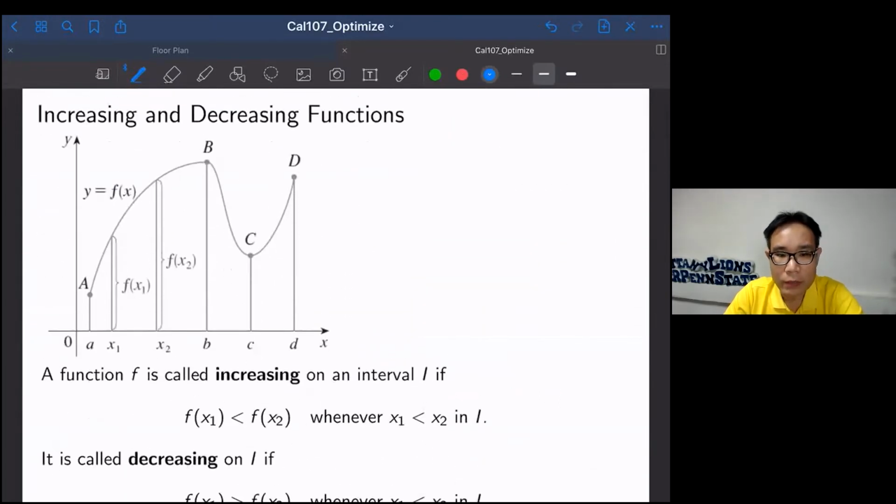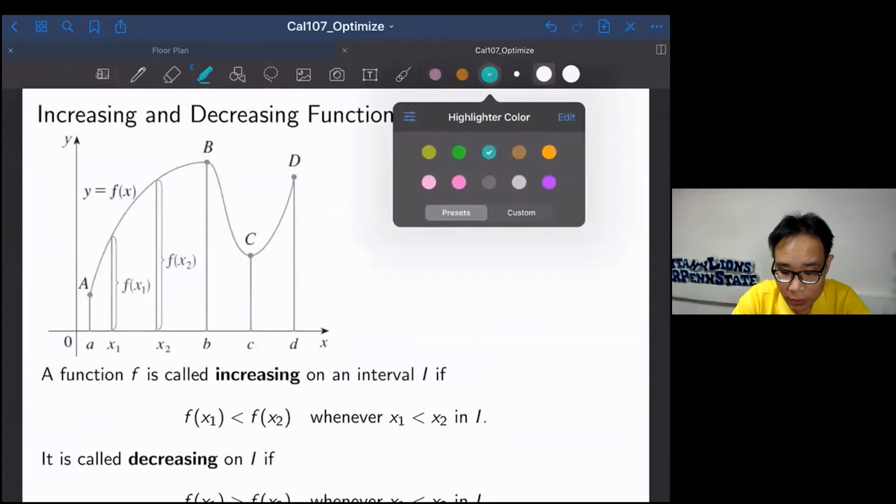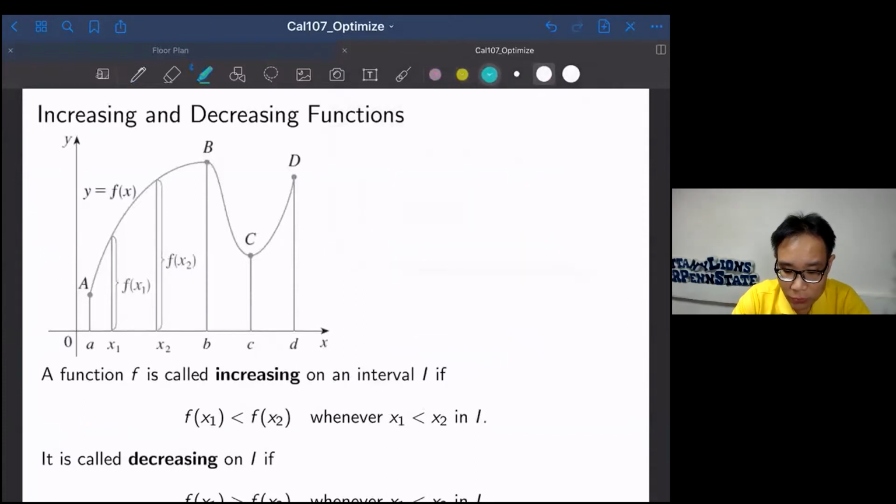The first one that we're going to study is increasing and decreasing functions. As you can see from the graph here, you're going to have intervals: from point A to point B, from point B to point C, where the function looks different in shape, and from point C to point D. From point A to point B, you see that the graph of the function is increasing.